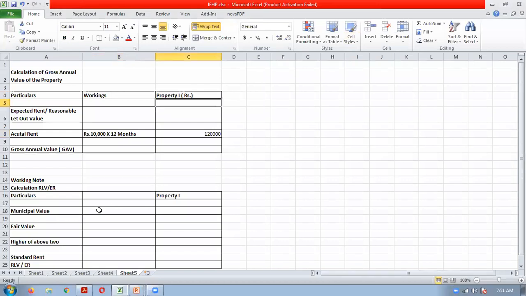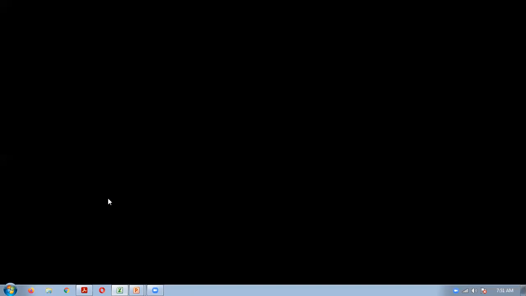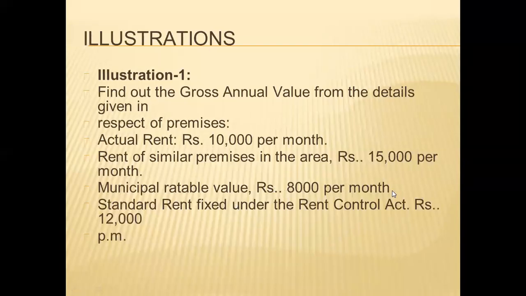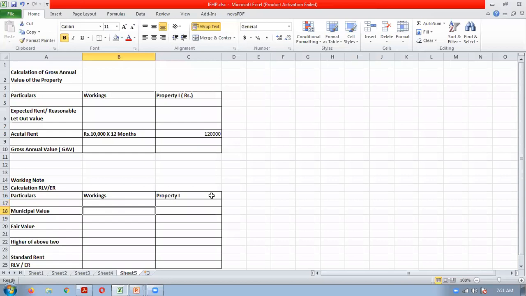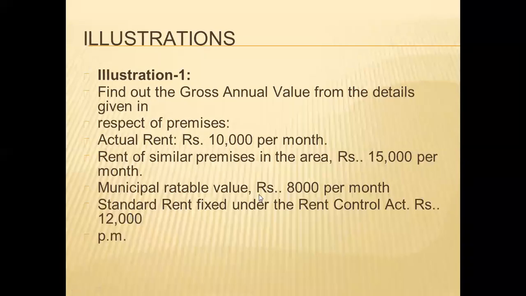Municipal value, let us find out what will be the municipal value. Municipal value is 8,000 per month. So it will be rupees 8,000 into 12 months. So 8,000 into 12, 96,000. Whatever data is there, we will convert it on annual basis, because annual value is chargeable. We have to find out the gross annual value.